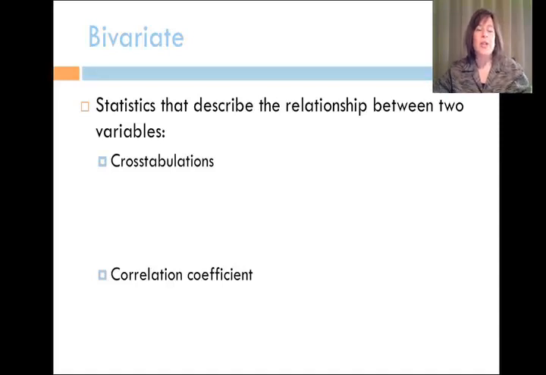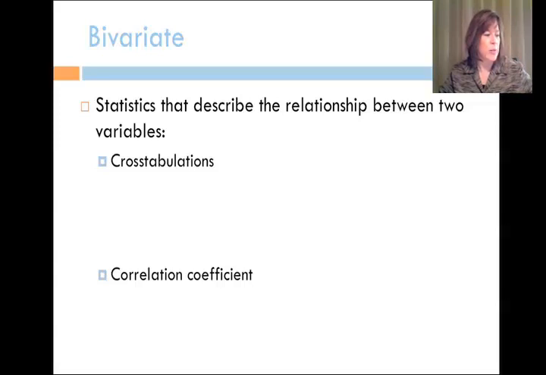So looking at the relationship between two variables, that's usually called bivariate. When we talk about bivariate, we're talking about two variables. When we talk about multivariate, we're talking about more than two variables. So when you hear phrases like bivariate regression, that's just two variables. Multivariate regression, looking at more than two variables. We're not quite that far yet. So we're talking about descriptive statistics.